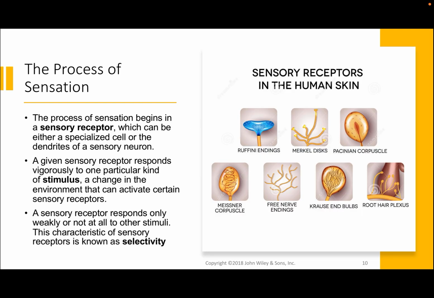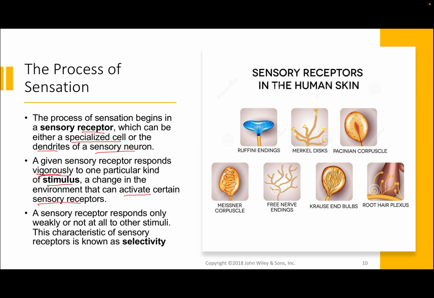So in order to process all of these sensations, we're going to need a sensory receptor, right? This is going to be either a specialized cell that is designed specifically for sensing this stimuli, or they can simply be dendrites of sensory neurons. It just kind of depends on the type of sense that we're talking about. And a given sensory receptor is going to respond very vigorously, it's going to respond strongly to one particular kind of stimulus, right? Which is any kind of change in the environment that's going to be capable of activating whatever our chosen sensory receptor may be.